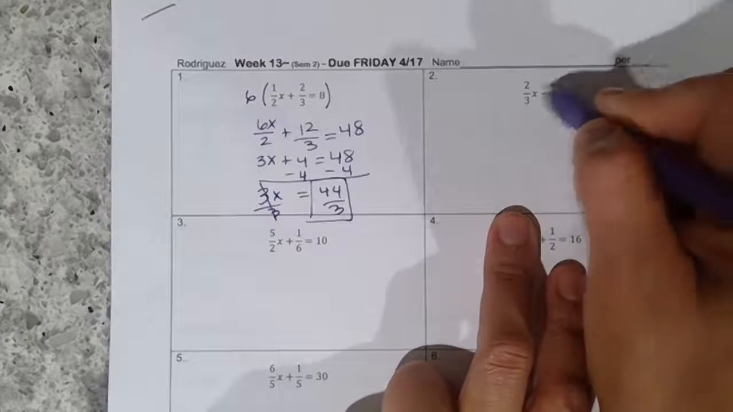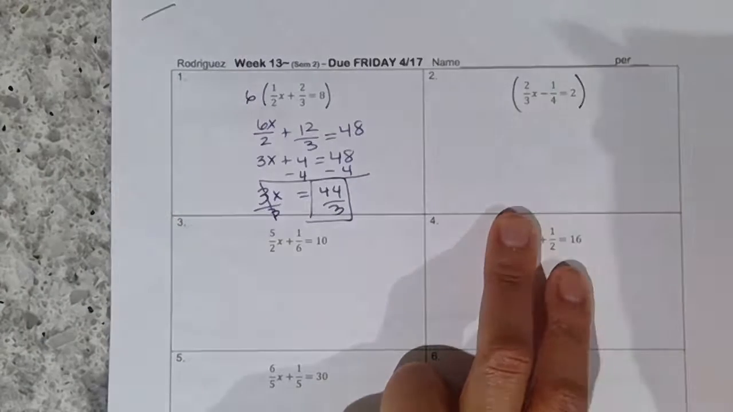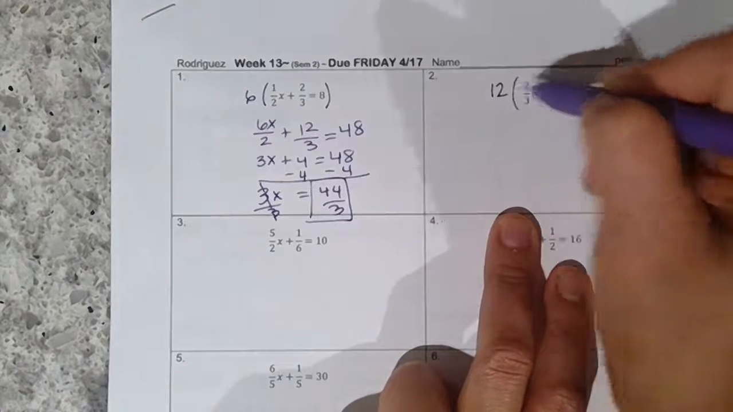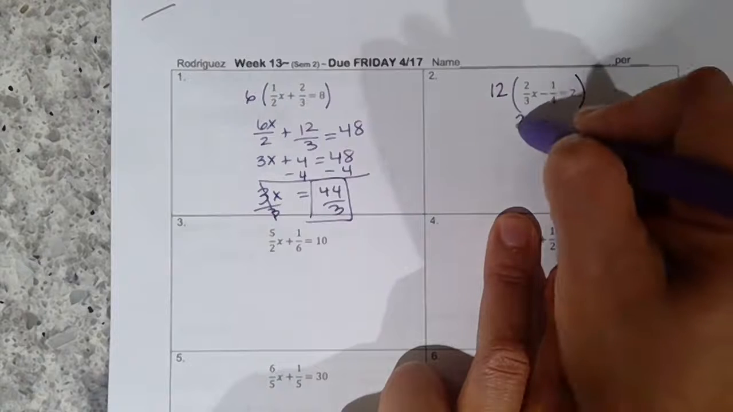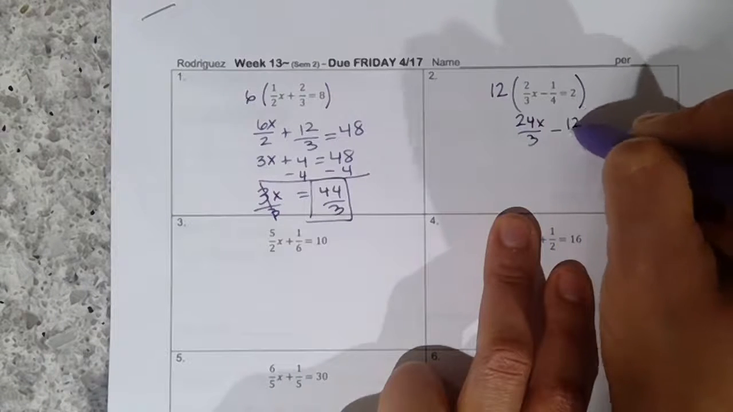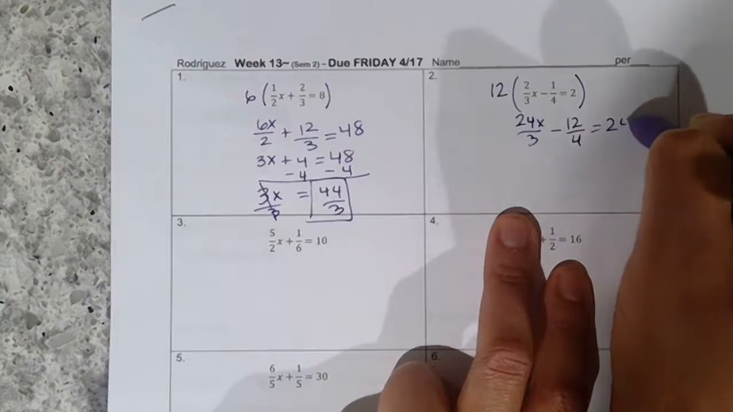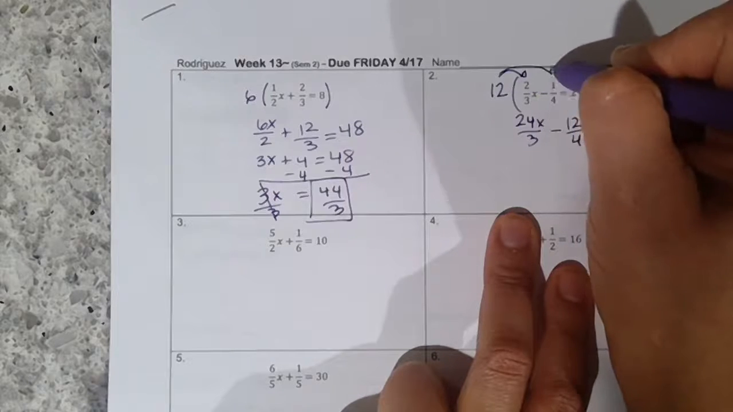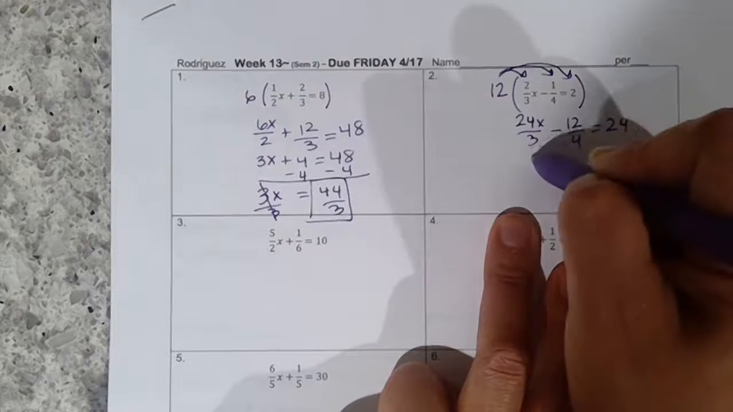Same thing here. You could add the 1/4 or cancel out your fractions. And if you want to cancel out your fractions, you're going to multiply this side by your common denominator. So it's going to be 12. And again, you're multiplying that 12 to everything on top. Go ahead and reduce.